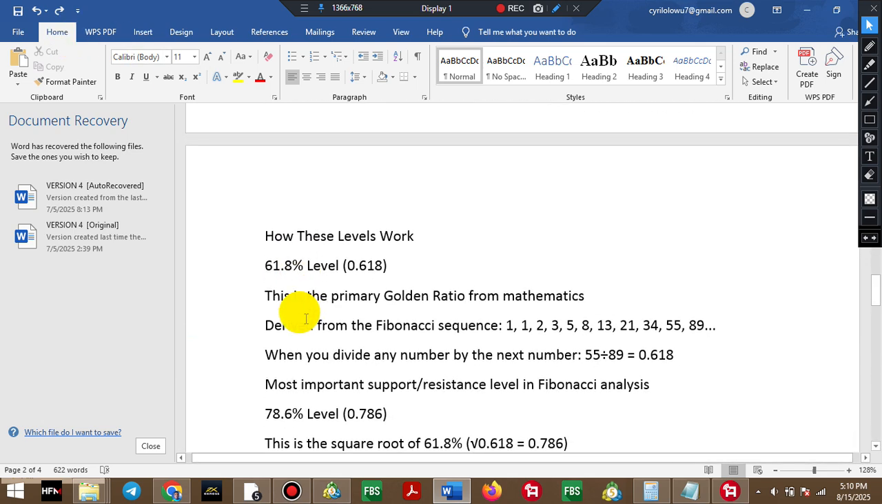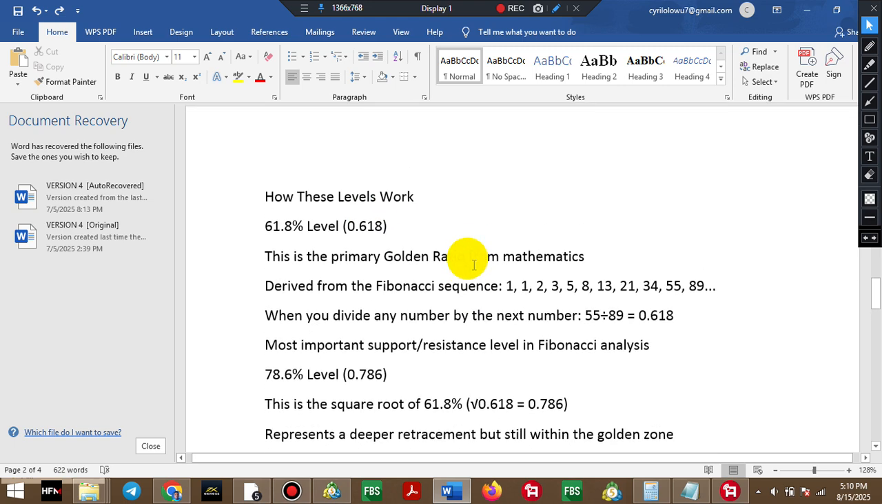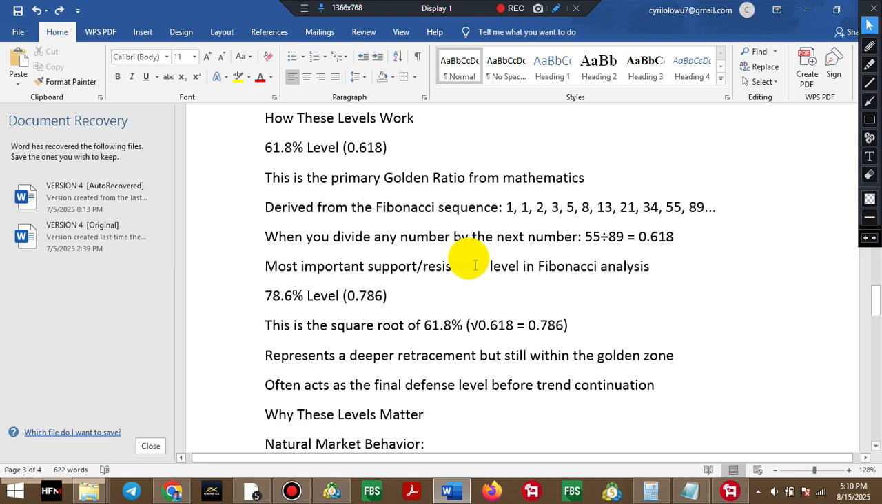How this level works: the 61.8% level, which is 0.618 if you put it into 3 decimal places, right? This is the primary golden ratio from mathematics, derived from the Fibonacci sequence. And a sequence can be in ascending form or descending form. But in this case, it is in ascending form. That means starting from the lowest to the highest.